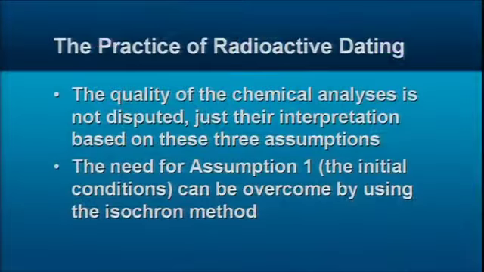The need for assumption number one, however, the initial conditions, geologists have found a way to get around that by using the so-called isochron method, which we don't have time to go into details tonight because it's fairly complex. Assumption number 2 is easily discovered to be violated when contamination is detected. It's quite common to find rocks that are contaminated when they do the analyses, and so they discard those results. Not all results are ever published if they don't fit preconceived ideas about what the age of the rock should be. They put it down to contamination.